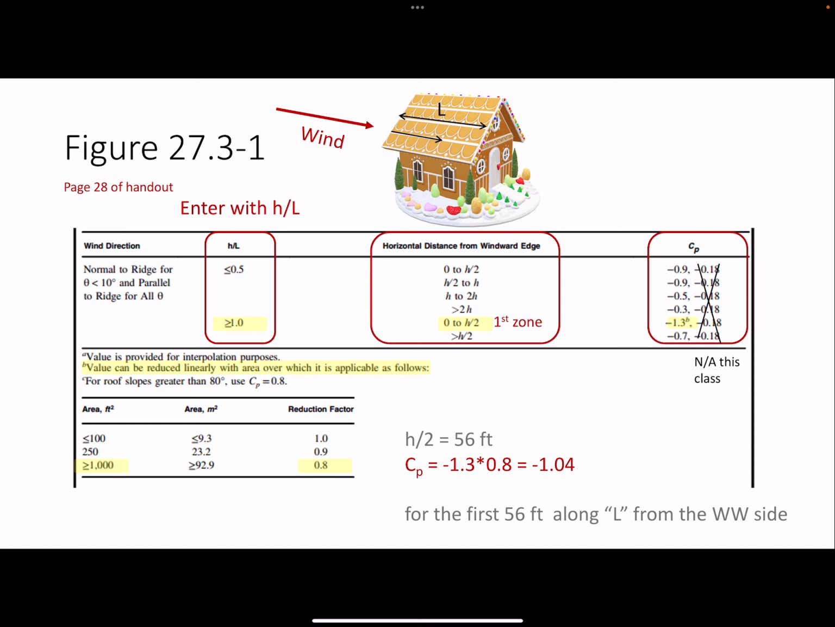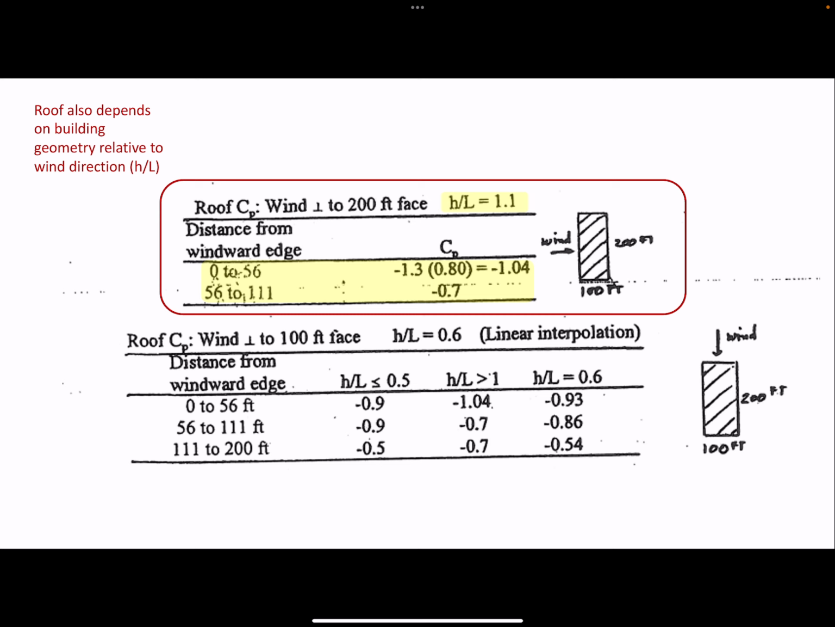factor apply. But we can reduce that because our roof area is going to be 100 times 200, which is greater than 1,000 square feet. So we can reduce it. So we get negative 1.3 times 0.8 is negative 1.04 for our CP factor. The second zone will be from 56 feet to H, or I guess in this case it just says greater than H over 2. So beyond the 56-foot mark along the length of the roof, we would use a CP of negative 0.7. So that's where those values come from in this table.